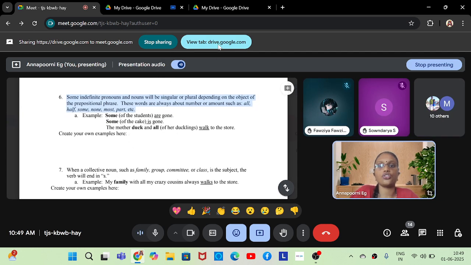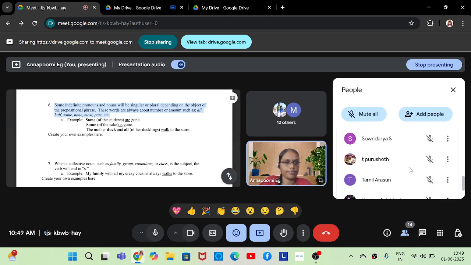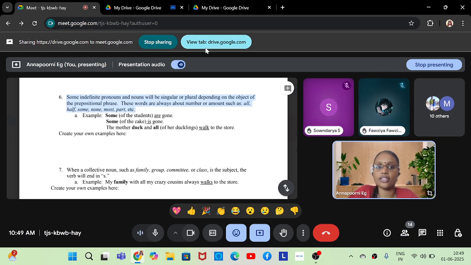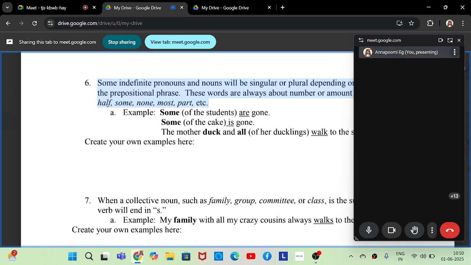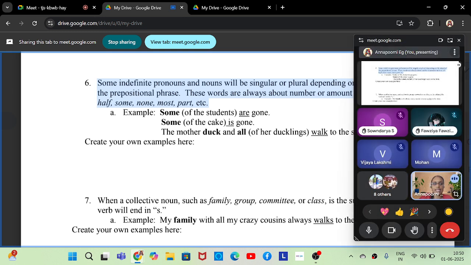Here you can see students is plural, that is why you are using "are gone." Similarly, some of the cake is gone, or some of the cake is eaten. It depends. Students is plural, so you write are, whereas cake is singular, so you write is.